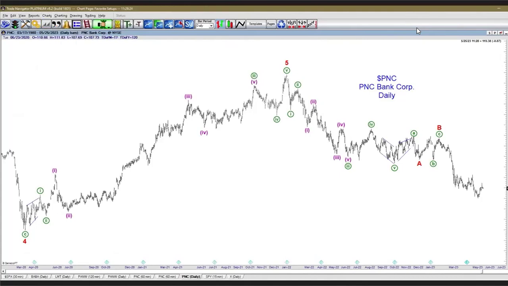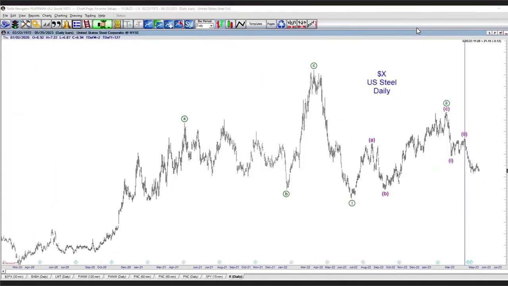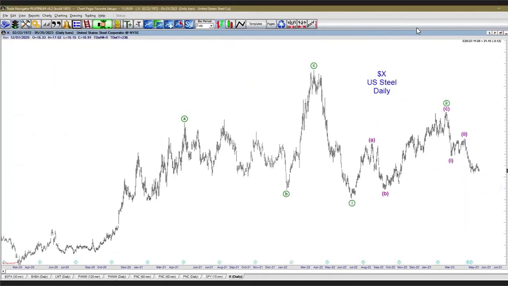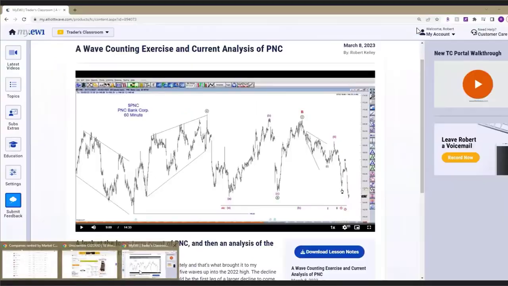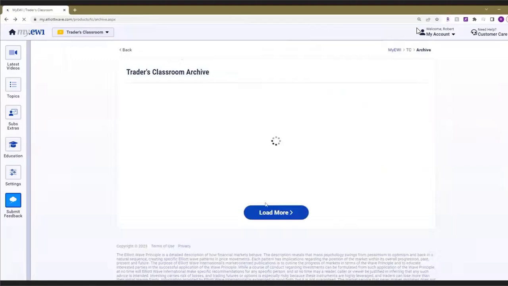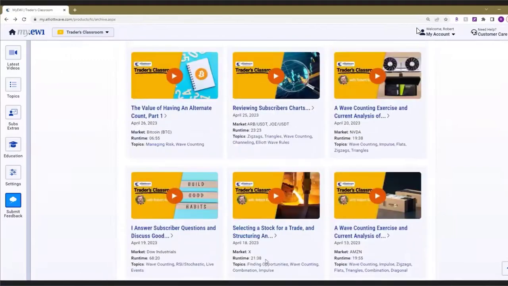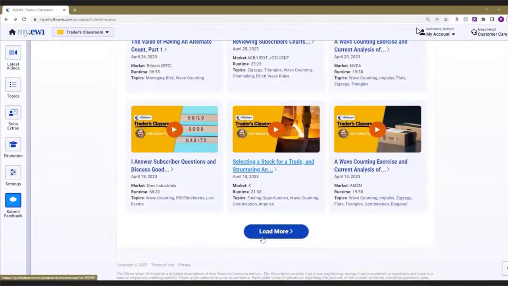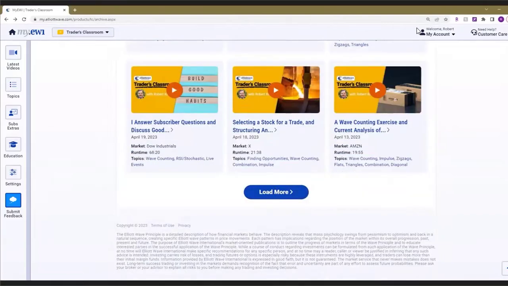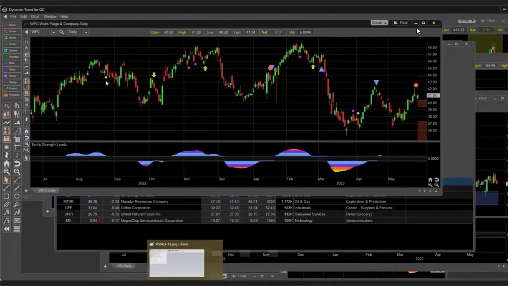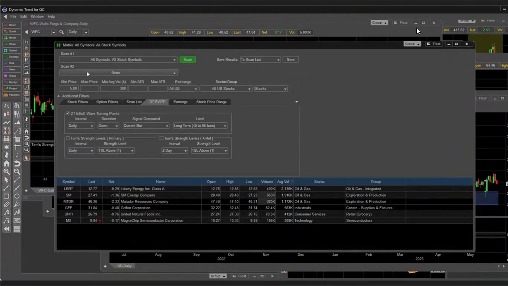Let's go to another trade that I did, another trading idea that I gave you back on April 18th. It was U.S. Steel. Let's just quickly take a look at that. I got this idea using some screening software called Dynamic Trend. I'll briefly show you that, so you can screen for these signals.